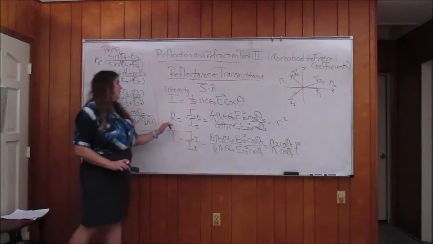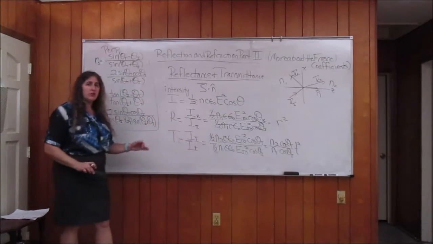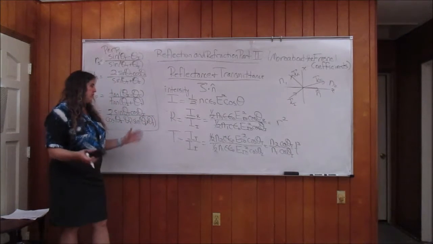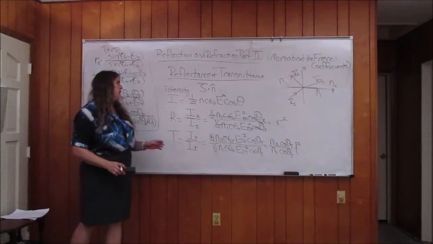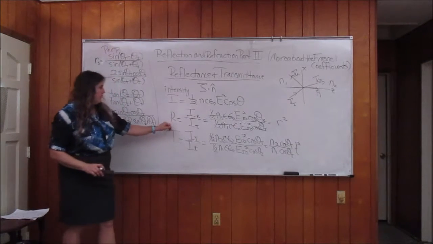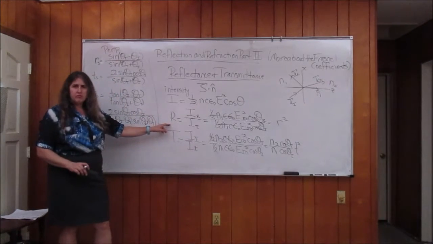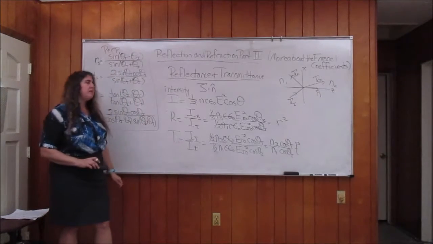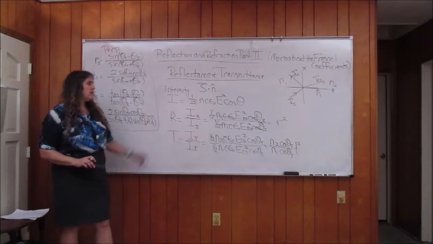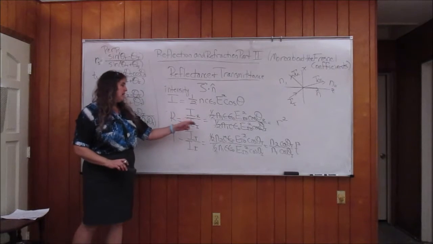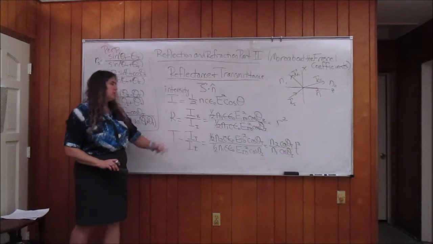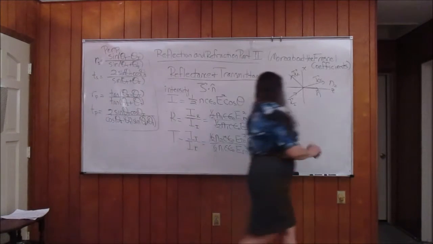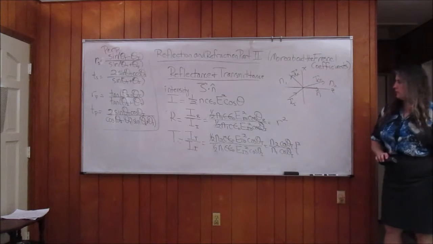Now, do be aware that some authors don't call these reflectance and transmittance. They actually call them coefficient of reflection and coefficient of transmission. So unfortunately, not everybody's on the same page here, but just remember that this is the ratio of the intensities of the waves: reflected and incident, and transmitted and incident. Okay? I'll just leave that up there for a bit.